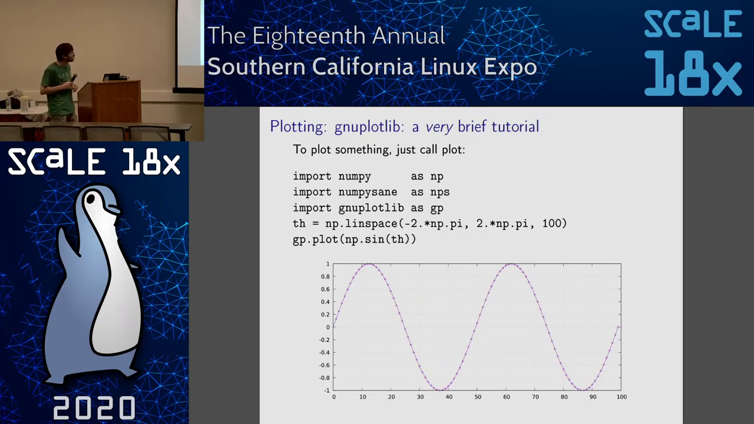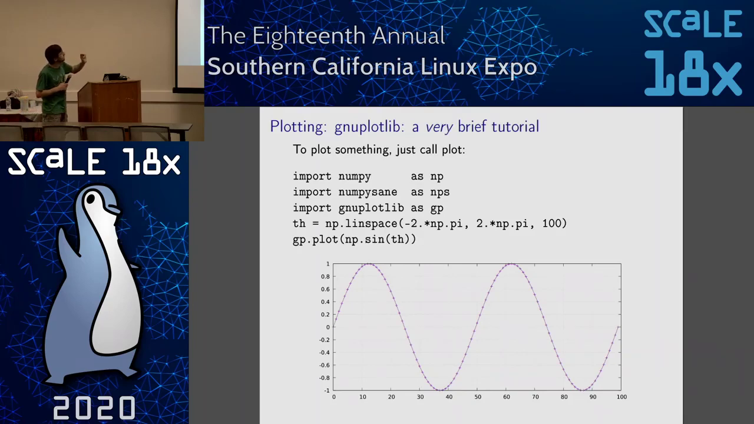So if you want to plot something, you just call plot. Here I defined a one-dimensional array that is a sinusoid, and I just called plot, and you get a plot. I didn't ask for anything special, so you just get the defaults.